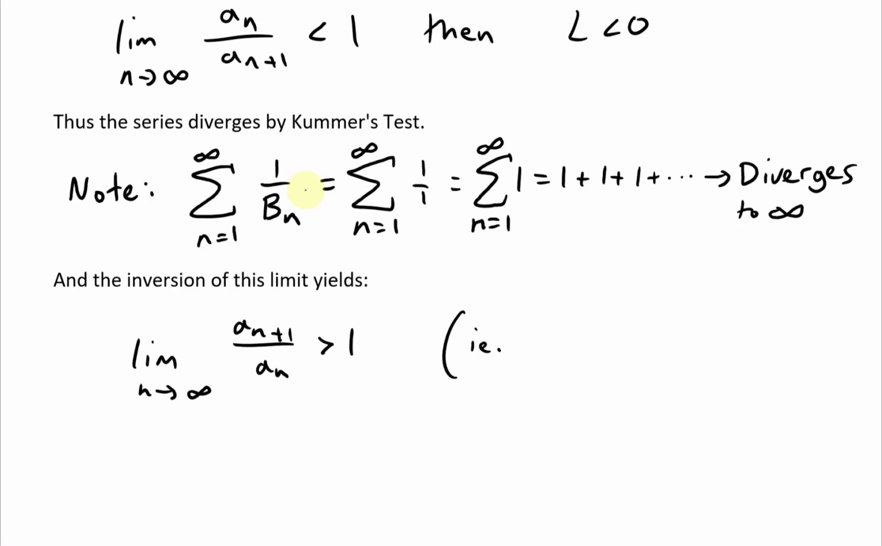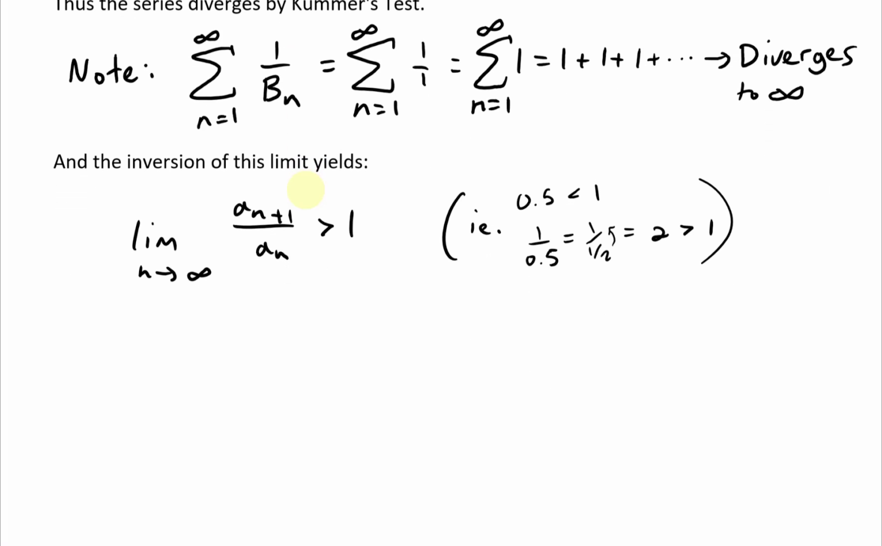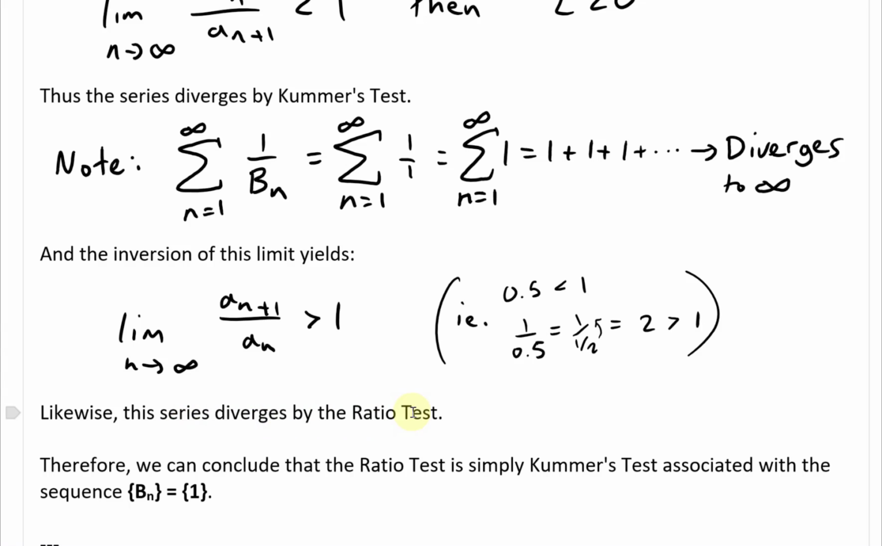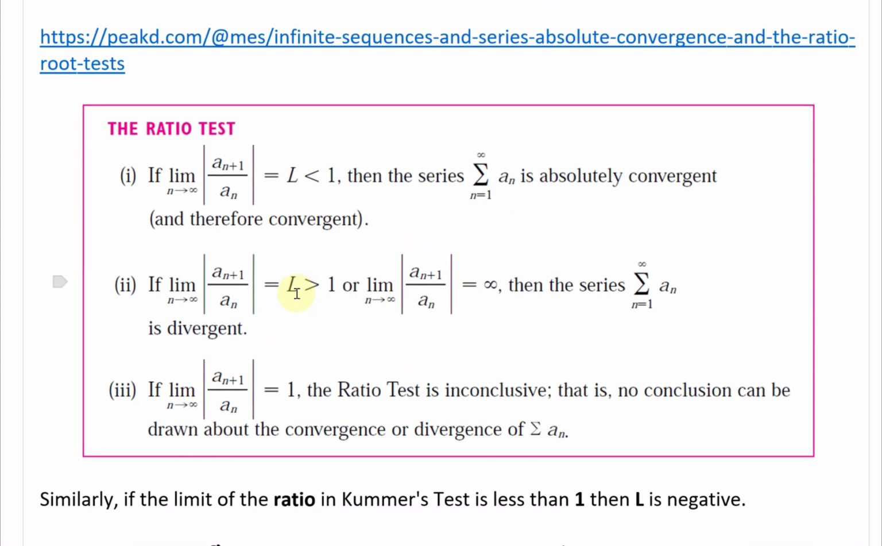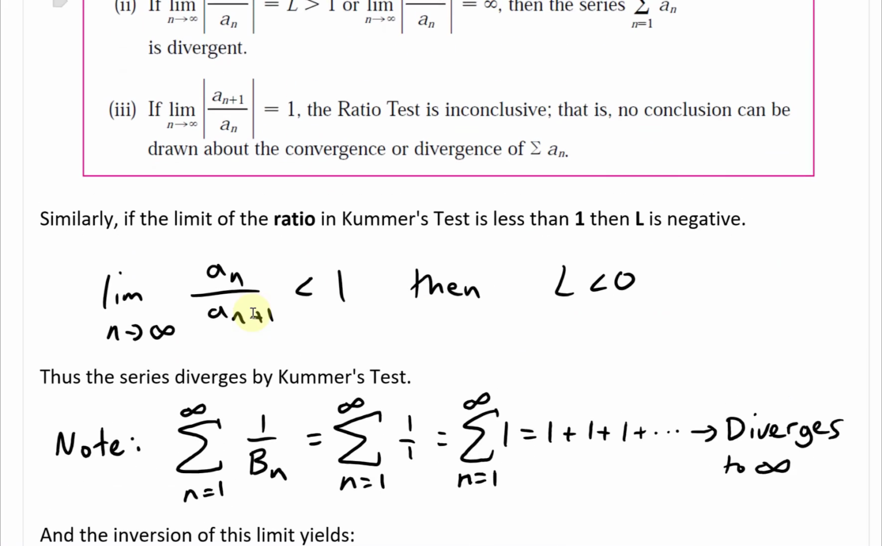I.e., if you have 0.5, which is less than 1, now if you invert that, 1 over 0.5 is the same thing as 1 over 1 half, the 2 goes on top, this equals 2. Or 0.5 goes into 1 two times, and this is greater than 1. Again, that's just basic algebra. I'll put it like that, and then put this not as bold. 2 is greater than 1. So likewise, this series diverges by the ratio test again. So if L is greater than 1, it's divergent by the ratio test.